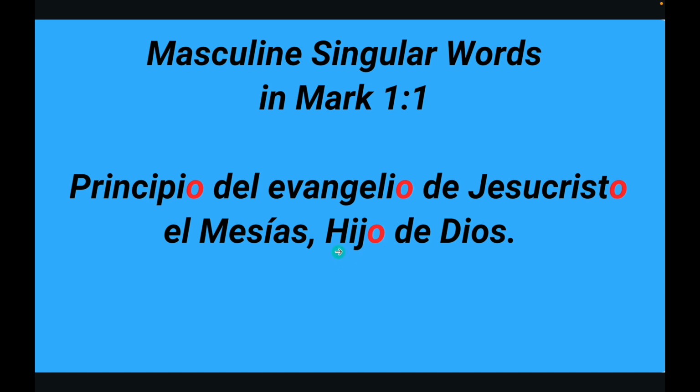Okay, and then we get the word Hijo. Now, interestingly, the letter H, or as we call it in Spanish, hache, is not pronounced. So you almost have to pretend that it's not there. Hijo, not Hijo. All of these words end with the O vowel, and they are masculine in gender and singular in number. Principio, meaning beginning. Evangelio, meaning gospel. Jesucristo, meaning Jesus Christ. And Hijo, meaning son.